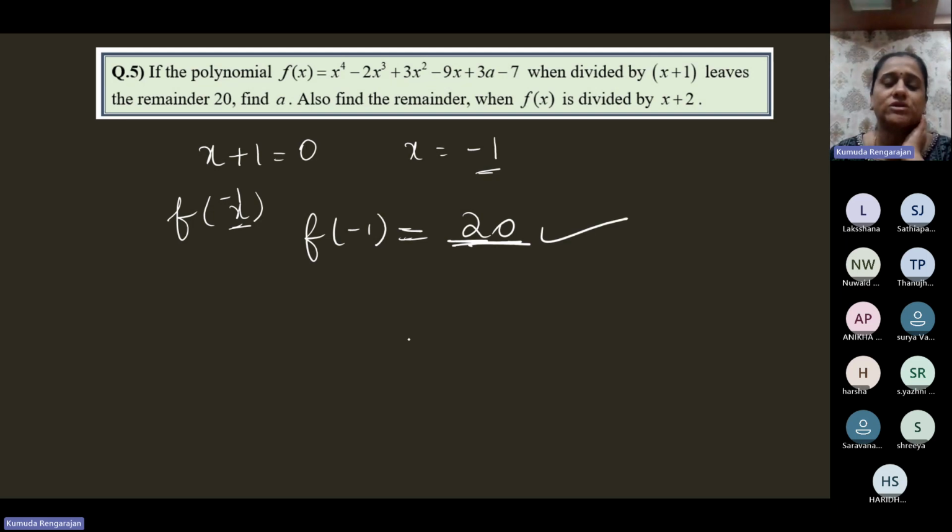So this is the equation. F of minus 1 is equal to 20 is the equation. So when you work this, you will be able to get the value of a. Find the value of a. You can solve and find the value of a.